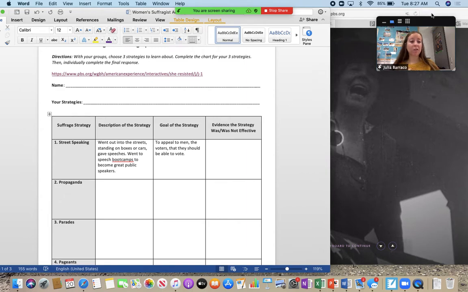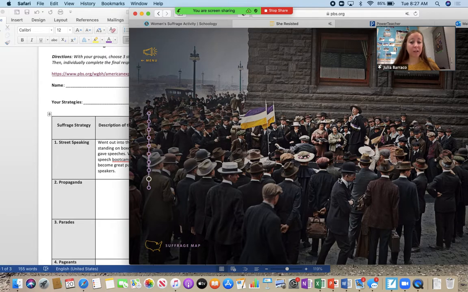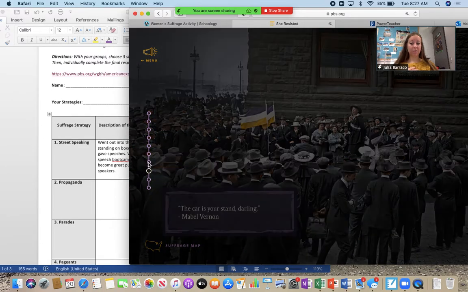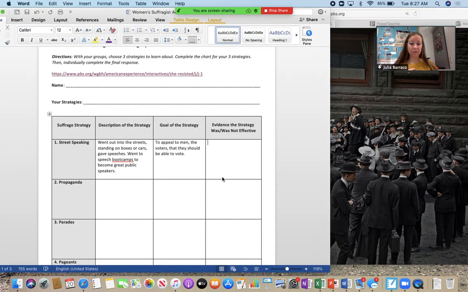So again, remember we saw this picture, and it looks like she's keeping the attention of her crowd. It looks like it's a big crowd. They're all paying attention to her. And then it said, forgot where it said, they held the attention of huge audiences. So, using my evidence, I would say held attention of huge audiences. Pictures show big crowd of people listening to them.